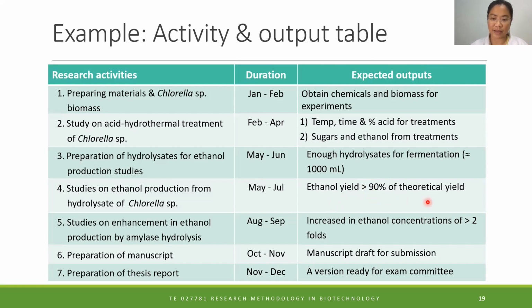Then the study on ethanol production. You have to have some expected results here. Like preparing a manuscript is not just preparing the manuscript in October, November, and at the end of November, I'm still preparing my manuscript. I have already prepared 50% of my manuscript, I finished the introduction, I haven't finished anything else, cannot, okay? So the expected output, if you're preparing a manuscript, is that you should have a manuscript draft ready for submission, or at least a first draft or whatever, it depends, okay? But you have to finish it.